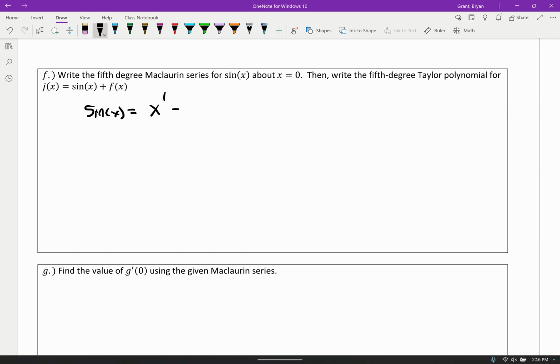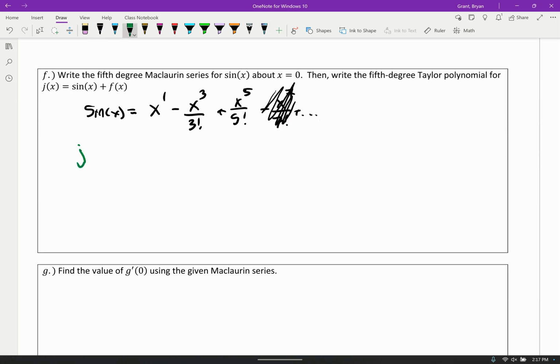And then we always alternate, so we have minus x cubed, and your denominator is just the exponent with the factorial, plus x to the 5th over 5 factorial, minus x to the 7th over 7 factorial, and so on and so forth. But wait, they actually only asked for the 5th degree, so scratch that guy out, and there we go. All right, what's next?